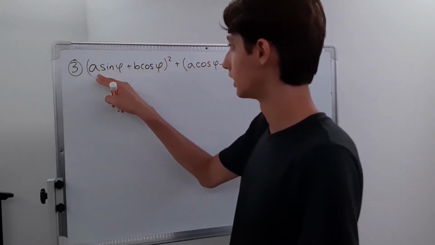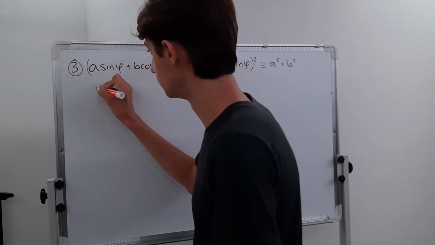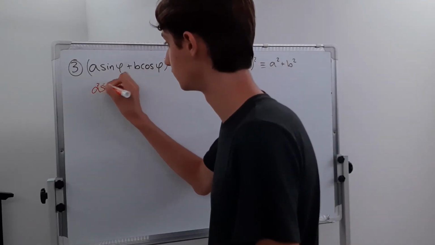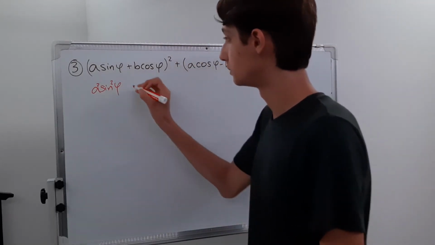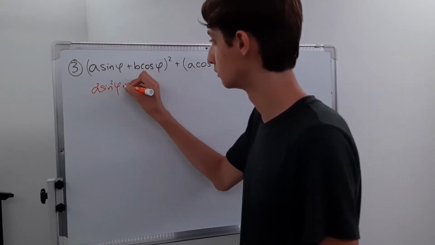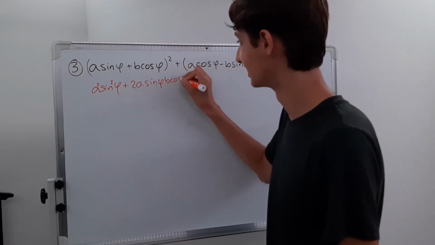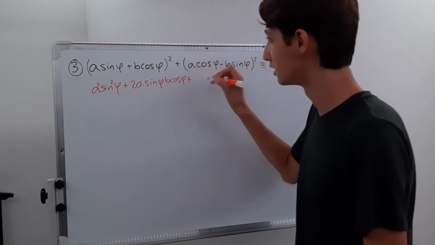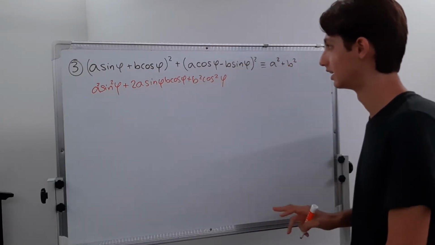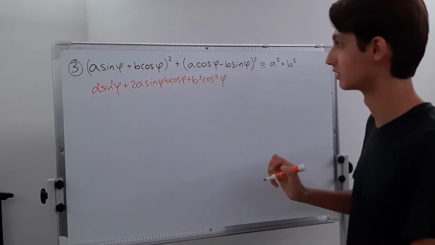So a sine phi plus b cos phi. If we're squaring that, this is just going to be a squared sine squared phi, okay? Plus 2 times our first term times our second term, so that's plus 2 a sine phi b cos phi, okay? Plus b squared cos squared phi. Okay, that's a lot. I don't know if we'll have room for this part, but you'll see how it factors out nicely later on.